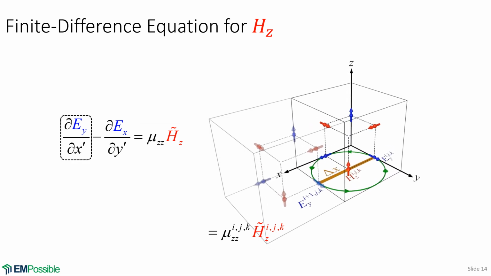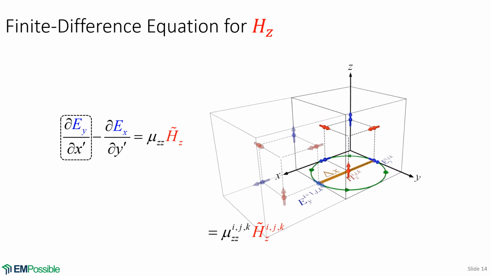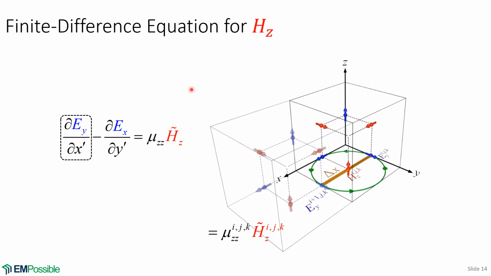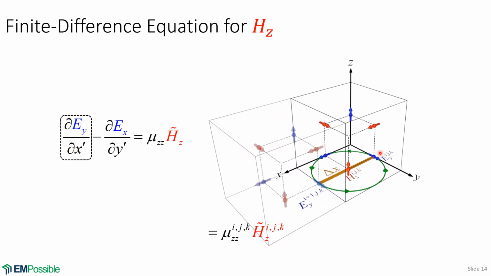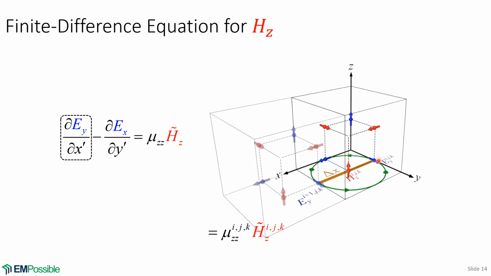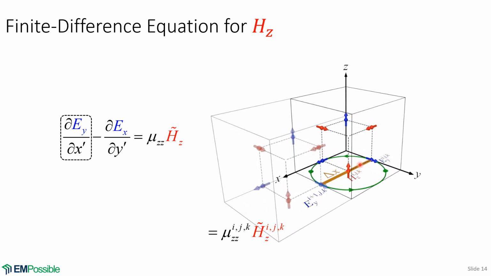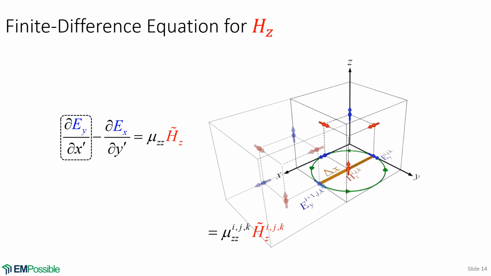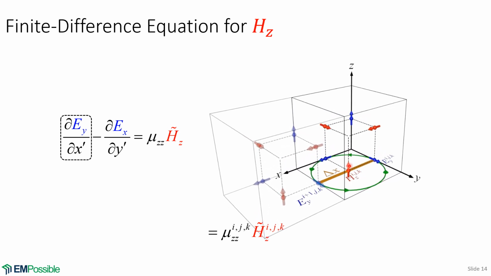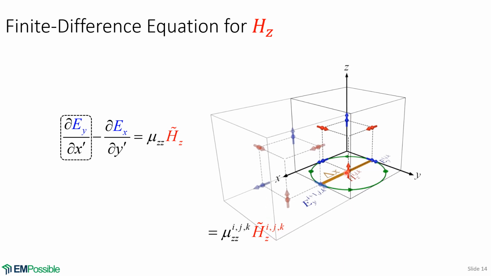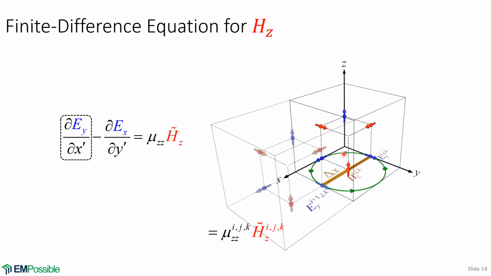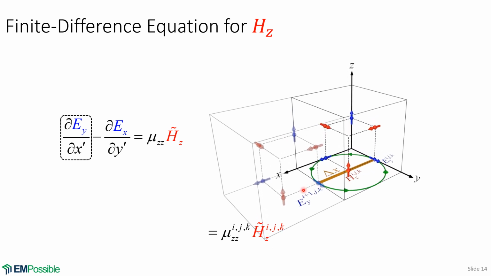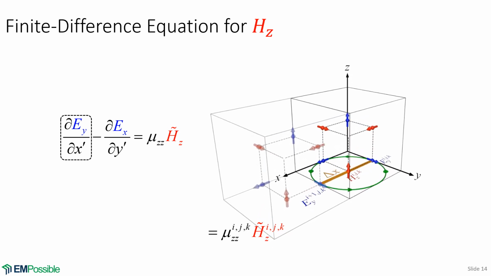On to the first partial derivative, the partial derivative of Ey with respect to x. So we'll go over to our Yee cell and we find our Ey, and we want the partial derivative in the x direction. We would like to use a central finite difference to approximate that, and we want the central finite difference to exist where Hz exists. So that means we have to reach to the other side of Hz, and now we need Ey from the next cell in the x direction.